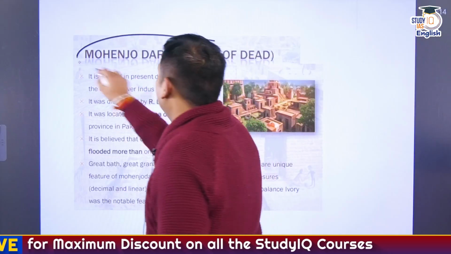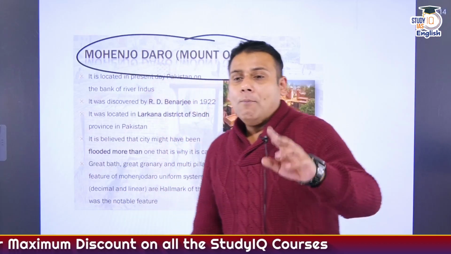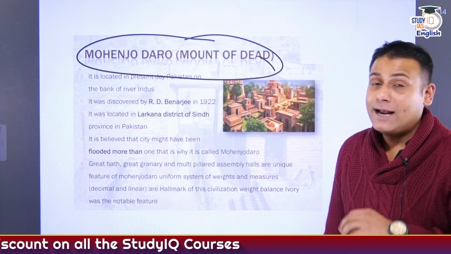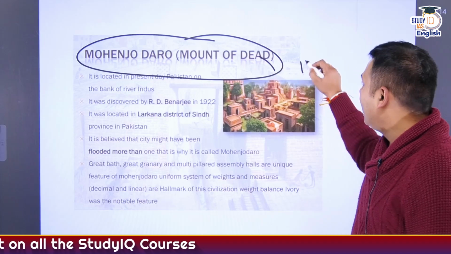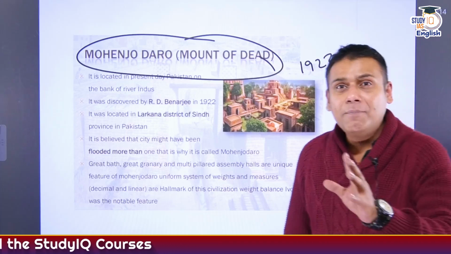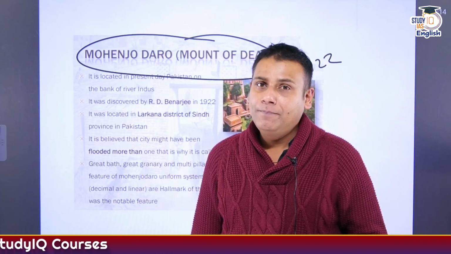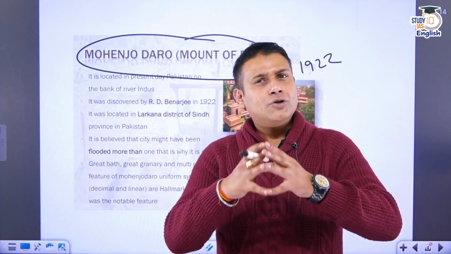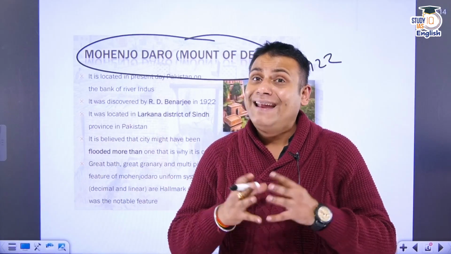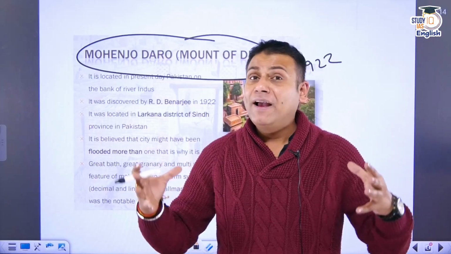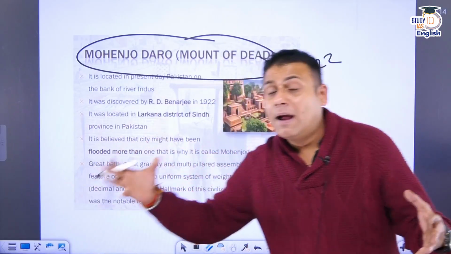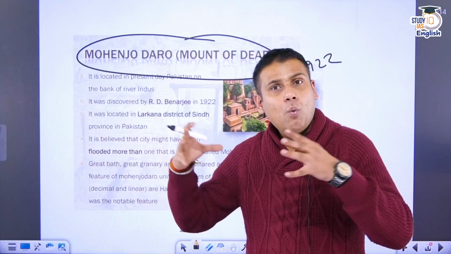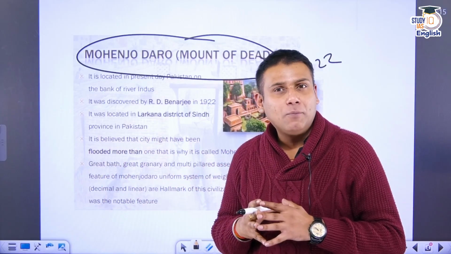Mohenjo-daro. Mohenjo-daro is the second Indus Valley site to be discovered, and it was discovered in 1922 by R.D. Banerjee, Rakhaldas Banerjee. It is a site located on the banks of river Indus. Mohenjo-daro basically means mound of the dead. This simply exemplifies one thing, that this city might have been destroyed by flood. Okay? Now, what are the key findings from the site of Mohenjo-daro?